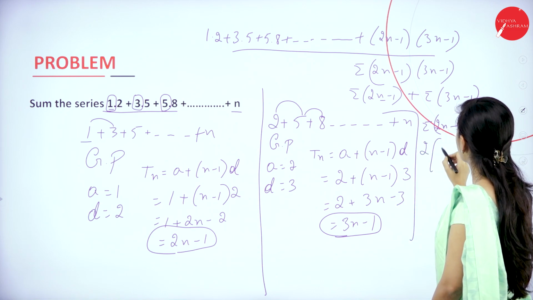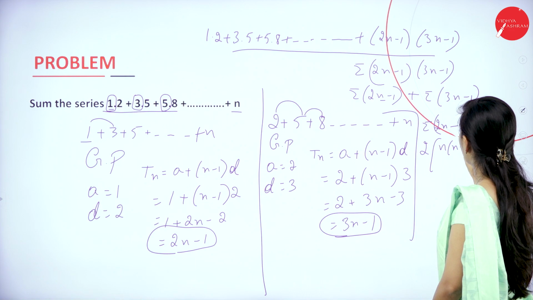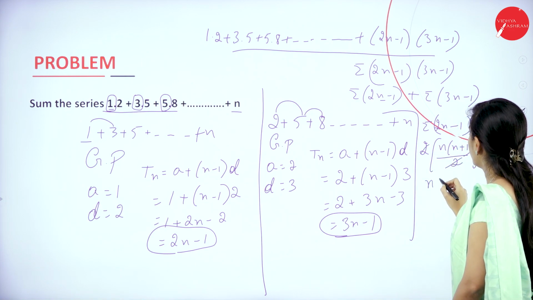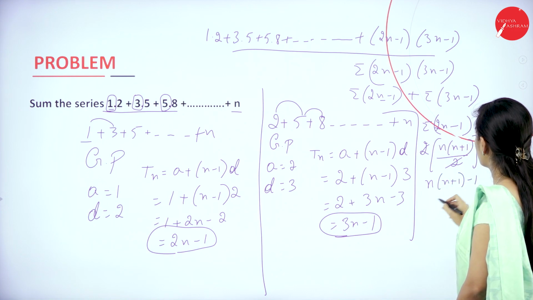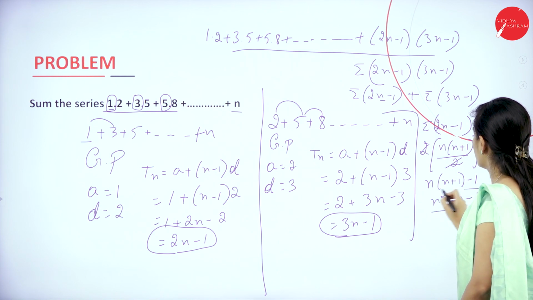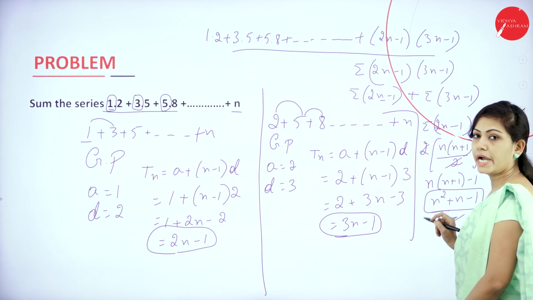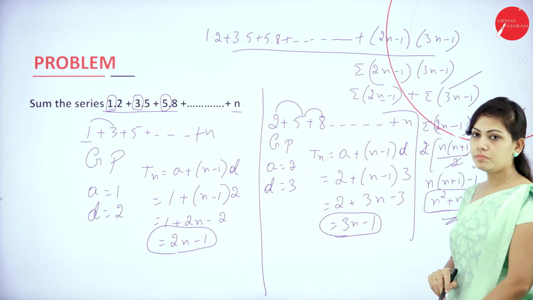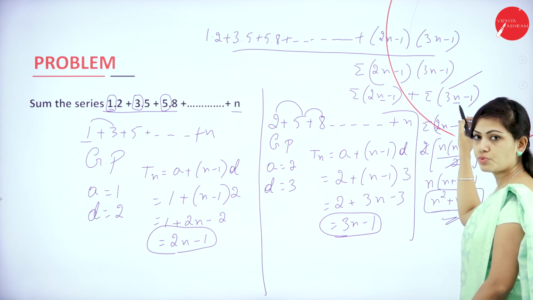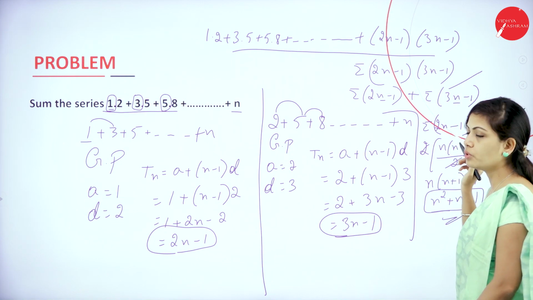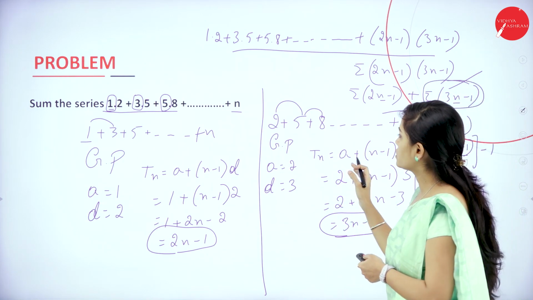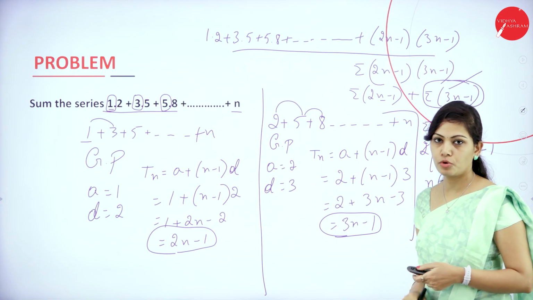2 into n into n plus 1 by 2, minus 1. The 2 gets cancelled. n into n plus 1, minus 1. So n square plus n minus 1 is the correct answer. And now the second term. Next you have to solve this term, 3 into n minus 1. So n means n into n plus 1 by 2. Please simplify this. This is an assignment question. Please practice this. The same method you can apply to this term also.